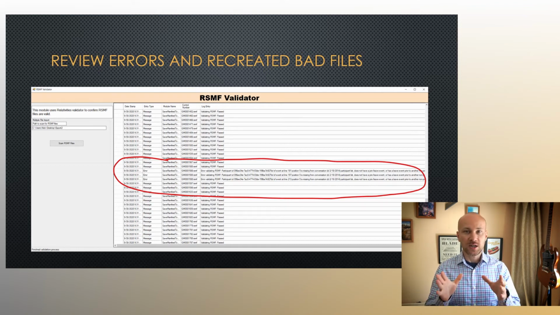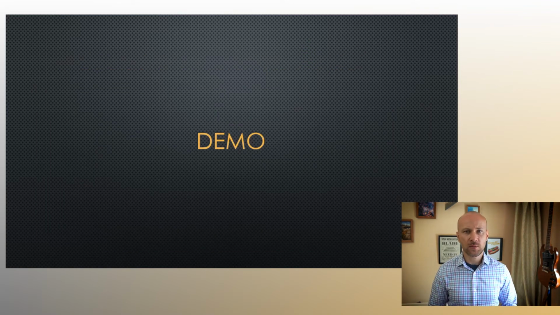Now, these errors are generated by Relativity's module. They're not actually generated by me. So sometimes they may be a little cryptic, but if you read them and try to understand what they mean, you usually will be able to make sense of them. So let's do a demo and see how this RSMF validation works.